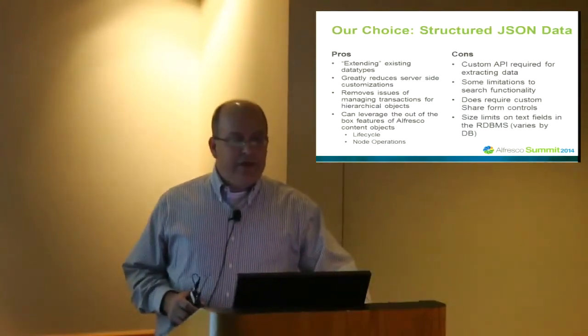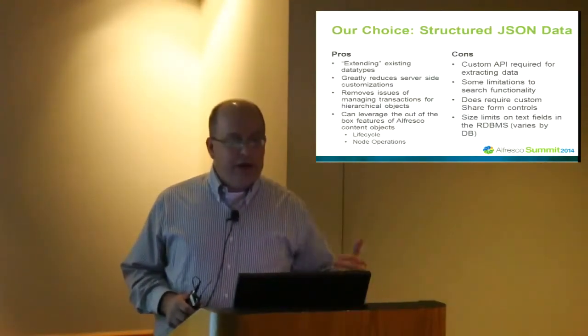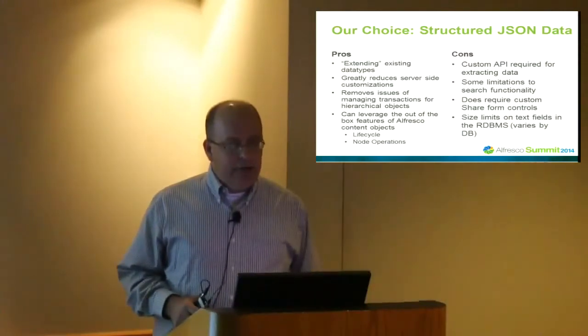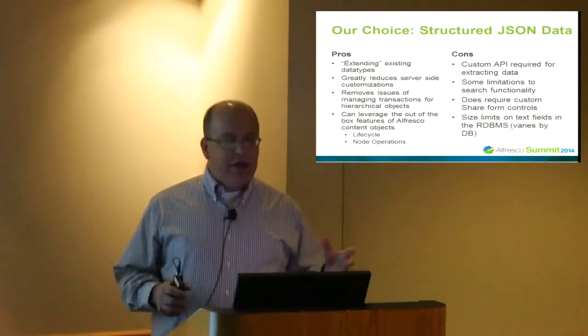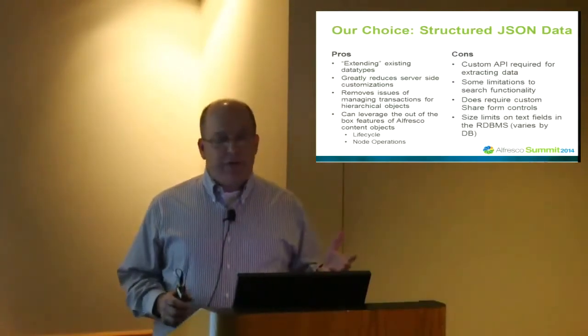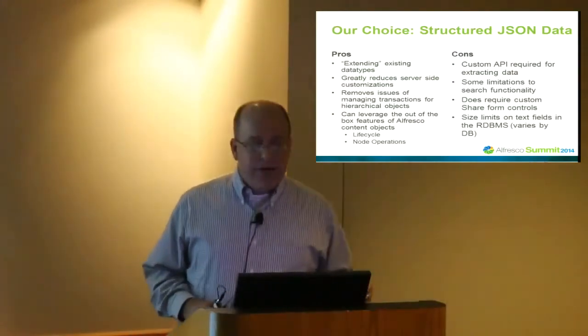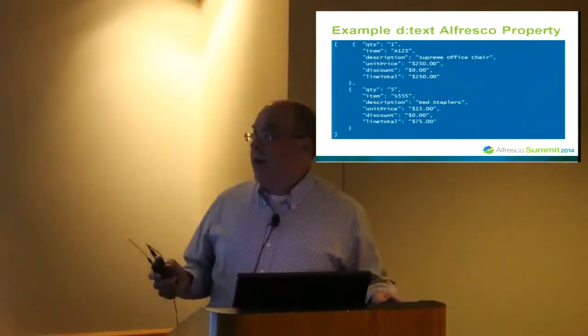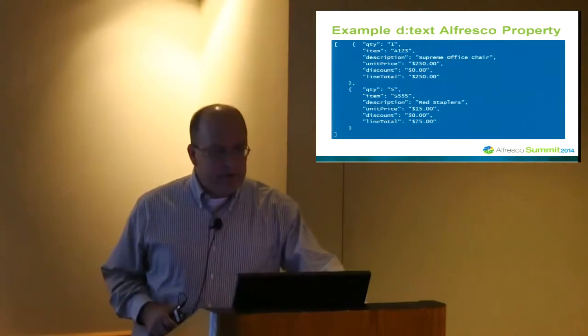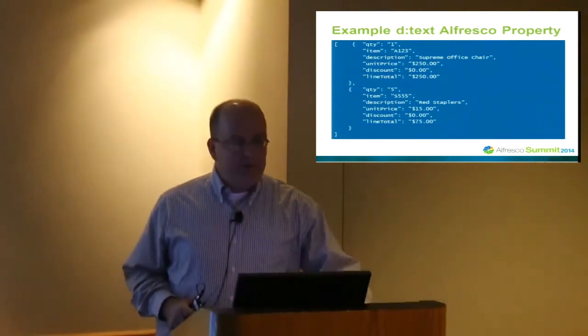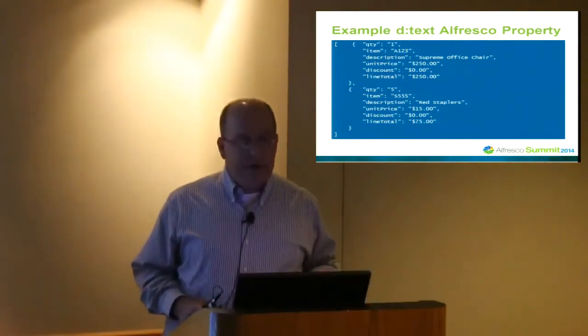So we're extending existing data types here. This is leveraging Alfresco's built-in functionality. We have all the goodness of lifecycle and node operations. We don't have to manage any hierarchical objects. We've reduced customizations required. It does require some customizations, but this is an example of what the data looks like behind the scenes. I have 2 rows here for red staplers and a Supreme Office chair, and that's persisted as a d:text behind the scenes.